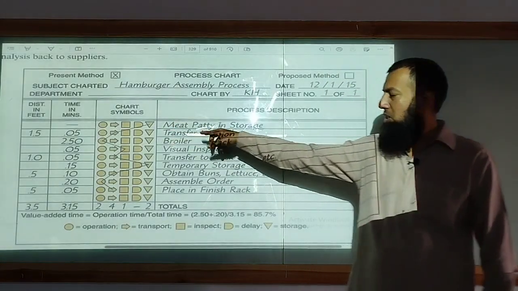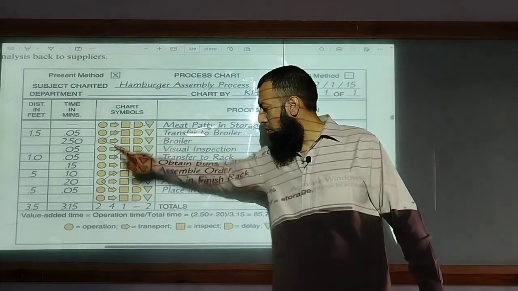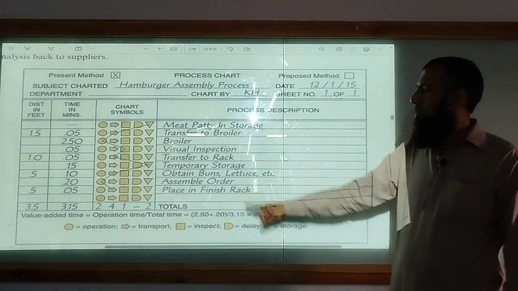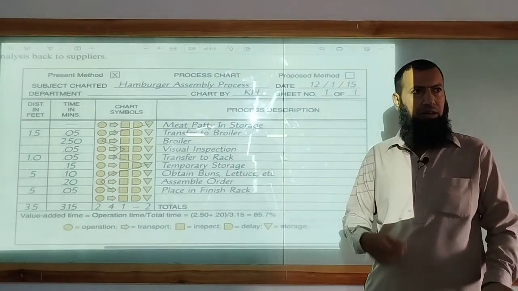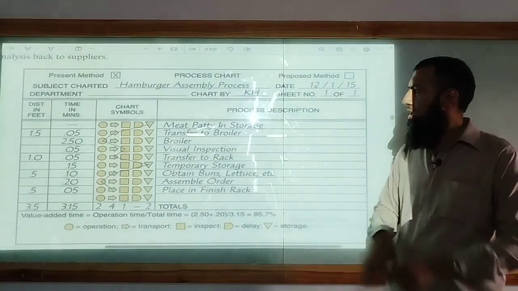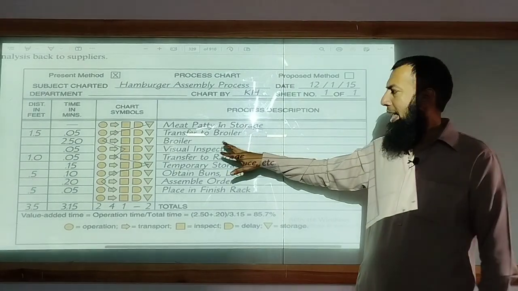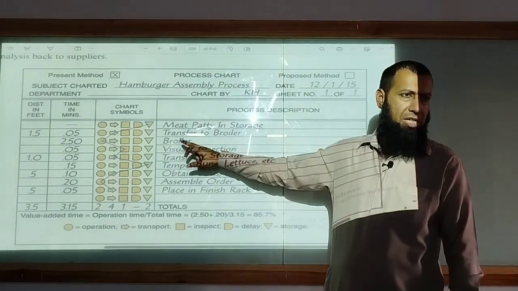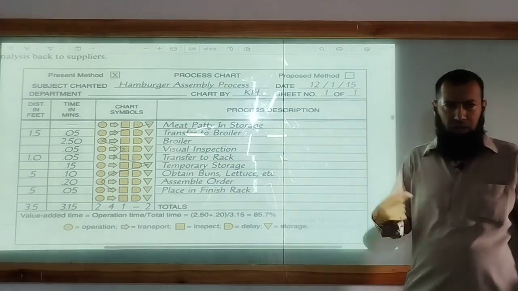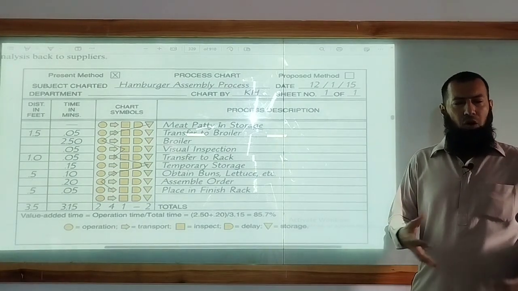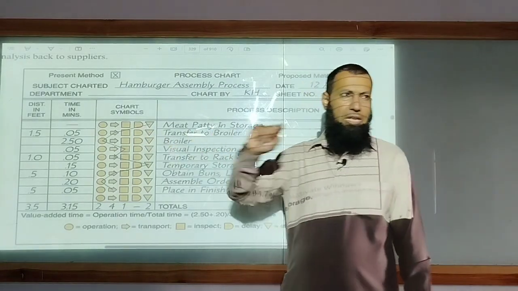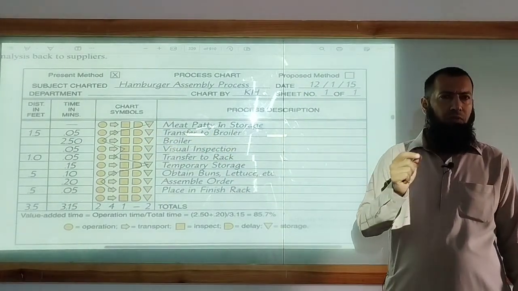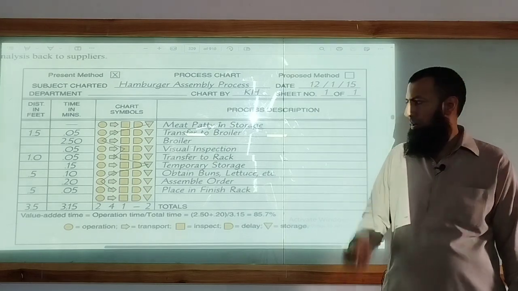That is a triangle. Start with the triangle, go to the arrow. Arrow is the transport. Now transfer to broiler. Broiler is where you cook. So it goes over there, and then the operation starts. The operation of cooking starts from here. So you see symbols being changed from one symbol to another symbol.